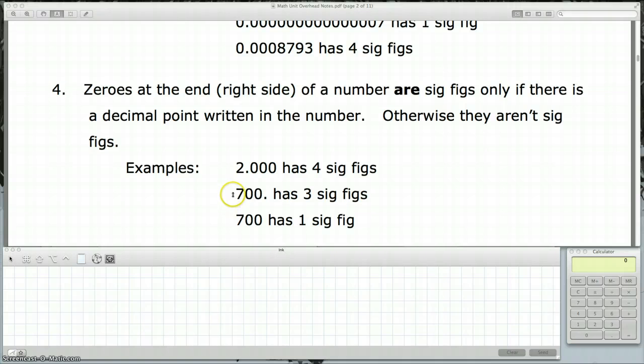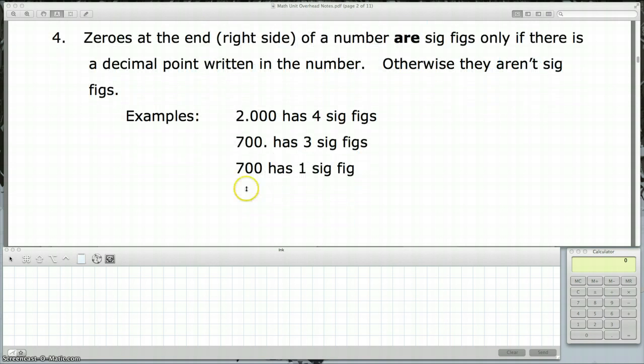The next two examples look like the same number. The difference is this one has a decimal point. That decimal point tells us that the zeros are sig figs, because I've got zeros on the right side of the number and a decimal point. They are sig figs. Here, you've got 700, but there is no decimal point, so they are not sig figs. 700 without a dot has 1 sig fig. 700 with the dot has 3 sig figs.